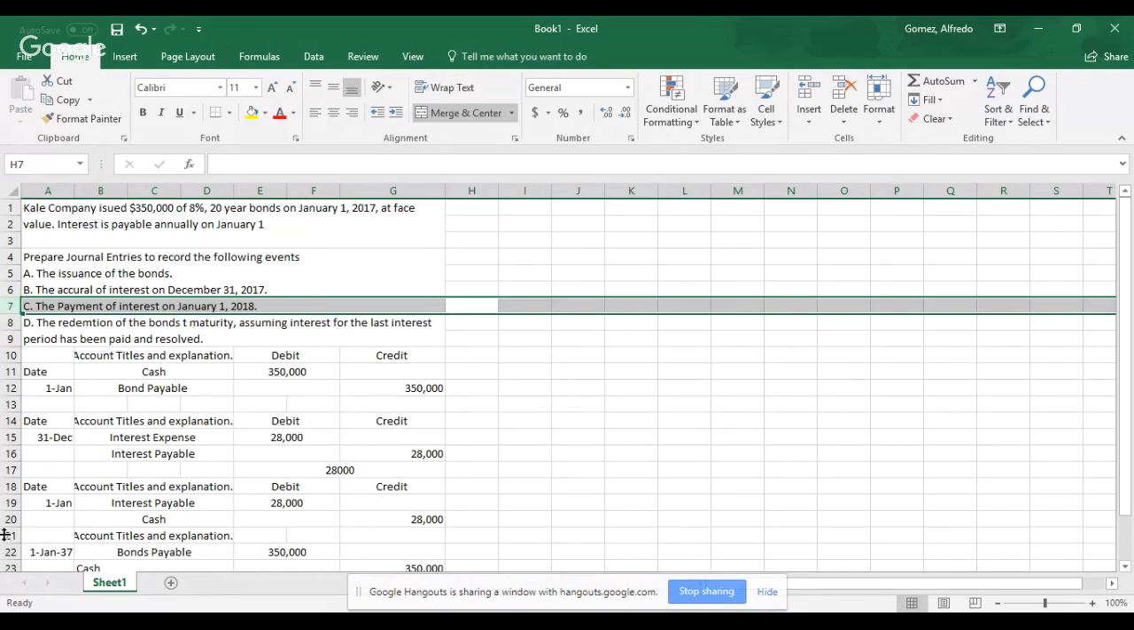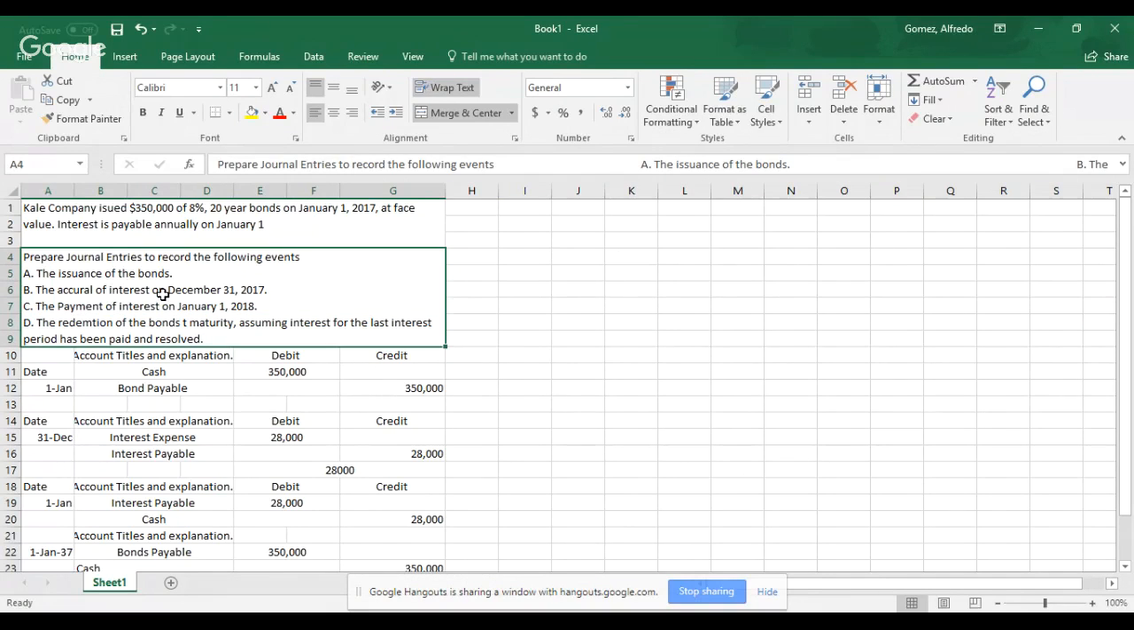For our first entry, the recording of the bond, we will be making the entry as of January 1st, debiting cash for $350,000 and crediting bonds payable for $350,000.